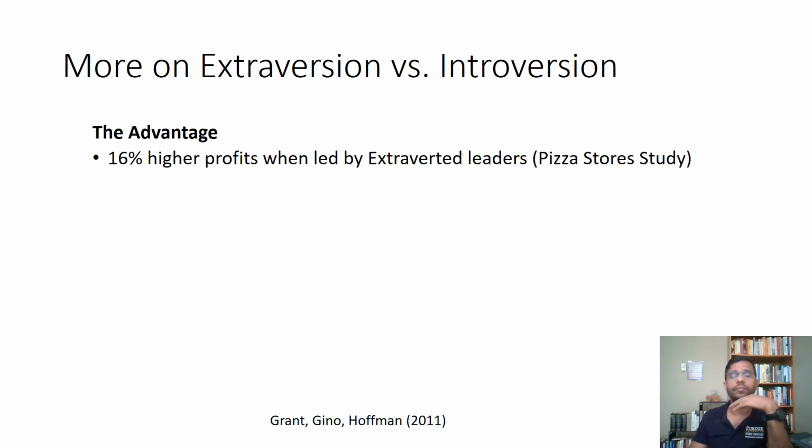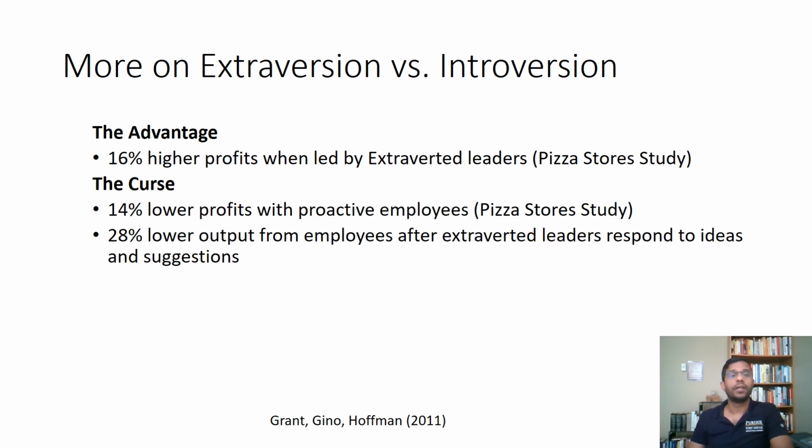And what they find is that when the pizza stores were led by extroverted individuals, those stores had 16% higher profit. So that's in favor of the extroverted individuals. But there's a twist. When they also measured the personality traits of their employees, there is a trait called proactive. Proactive individuals are those who tend to take a lot of initiative. They don't wait for somebody to tell them what to do. If they see there's a need for something to be done, they take the initiative, they do those things, which is a very desirable quality, right? That you would like in your employees.